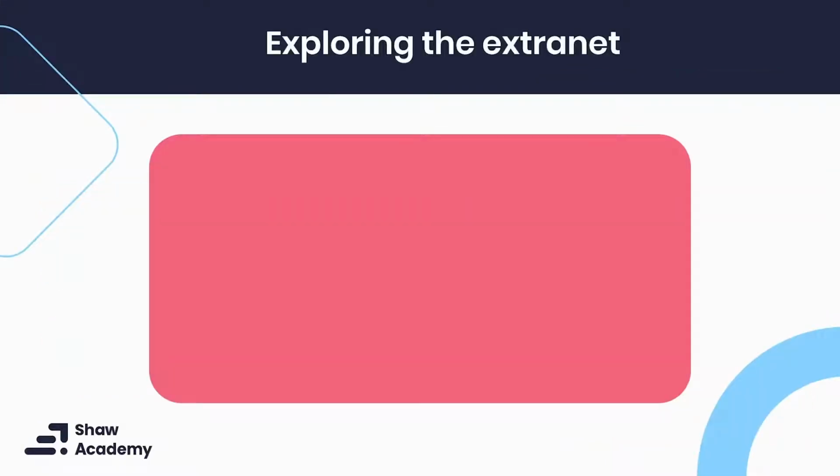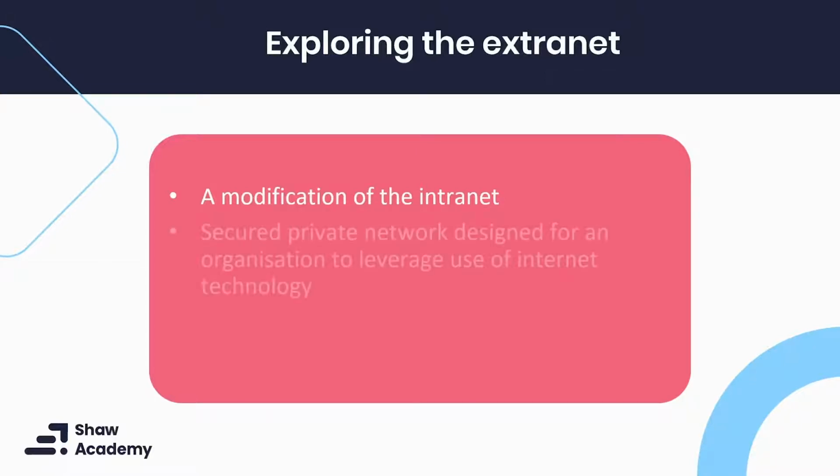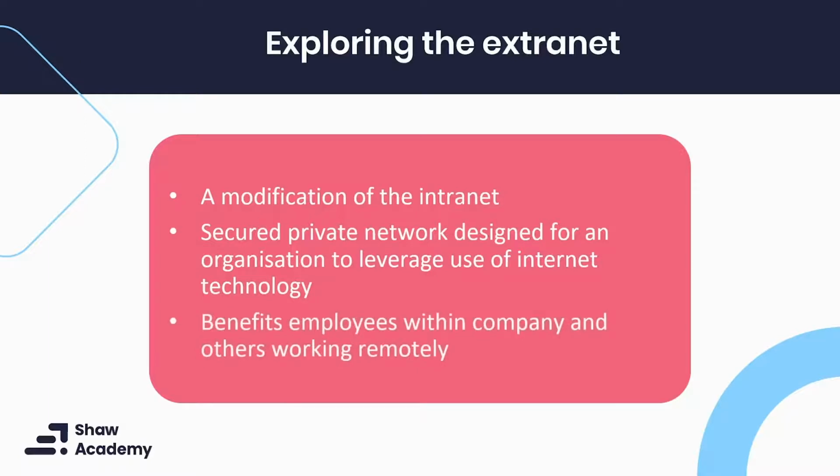The extranet is simply just a modification of the intranet, in that the entire intranet is connected to the internet with the use of a wireless LAN controller to the ISP. Basically, the extranet is a secured private network designed for an organization which leverages the use of internet technology to maximize effective communication.